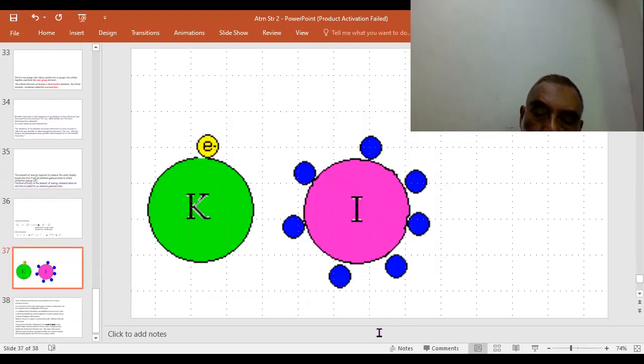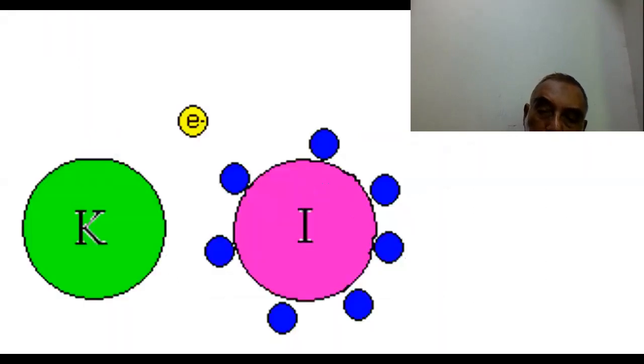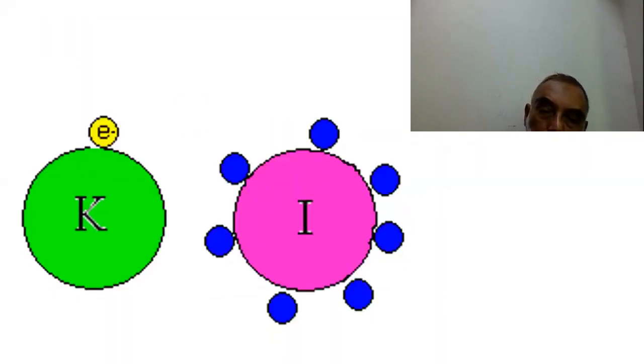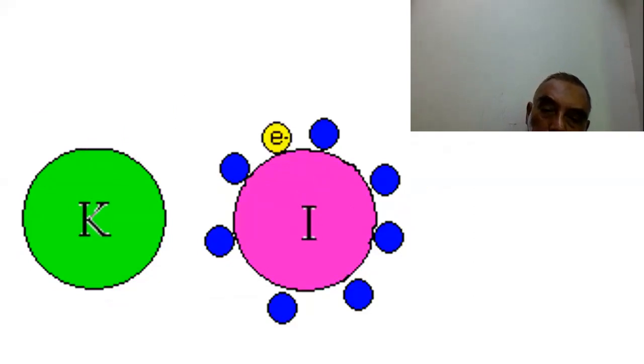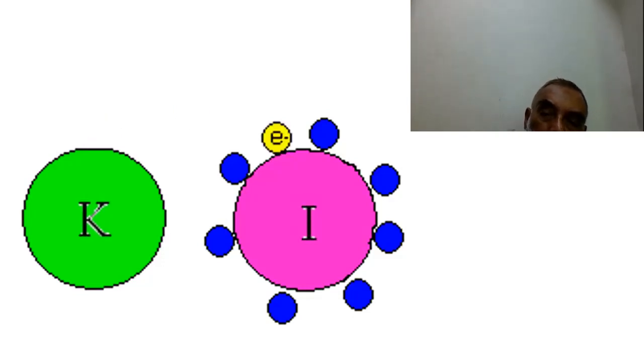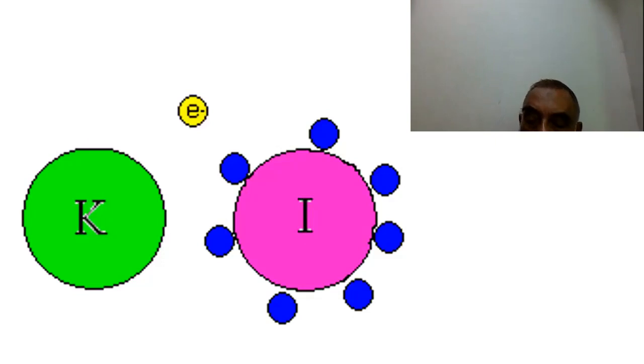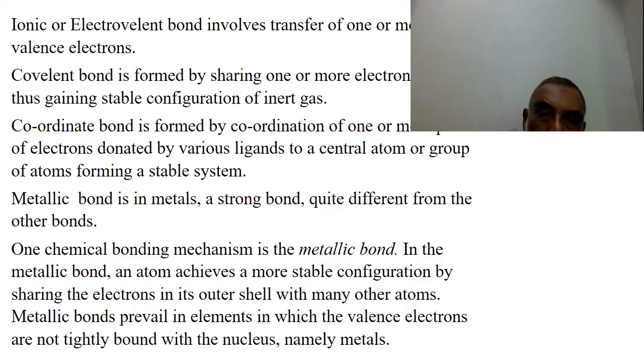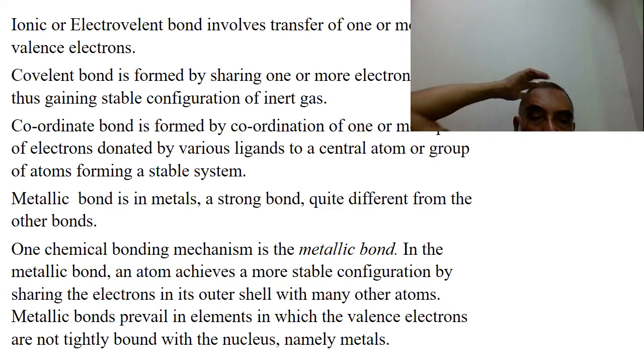In the case of potassium iodide, potassium loses an electron and becomes positively charged, and iodine gains the electron and becomes negatively charged. So the attraction between potassium and iodine is electrostatic attraction. This is known as electrovalency or ionic bond. So we are acquainted with ionic bond, covalent bond, polar bond, and non-polar bond.